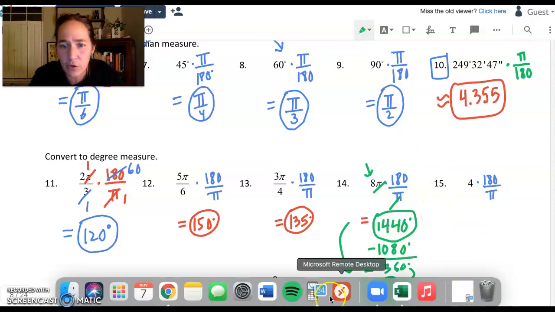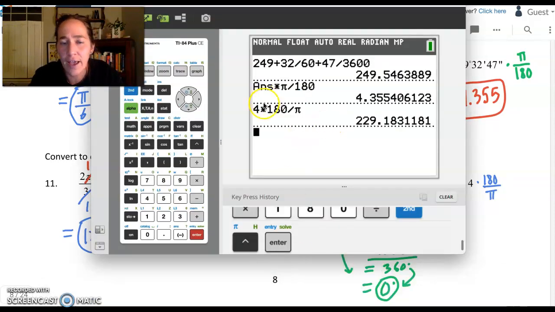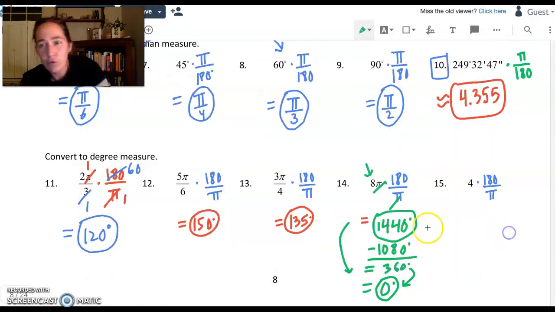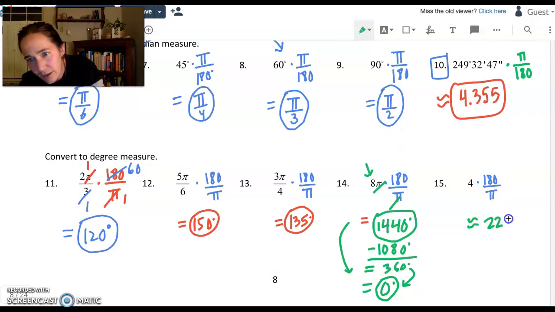I'd type it in using the pi key, 4 times 180 divided by pi that you see here. And we'll see this is going to be a quadrant 3 angle. And we'll just round it. Using the calculator, we'll say 229, and then I think it was like 0.183. Don't forget the degree sign on all these answers.